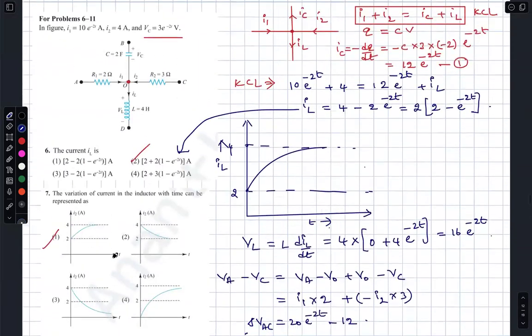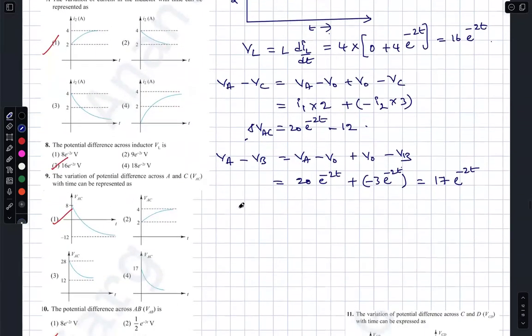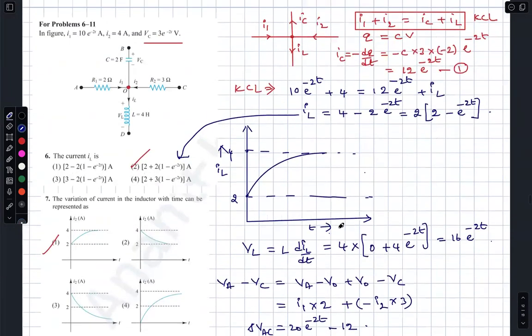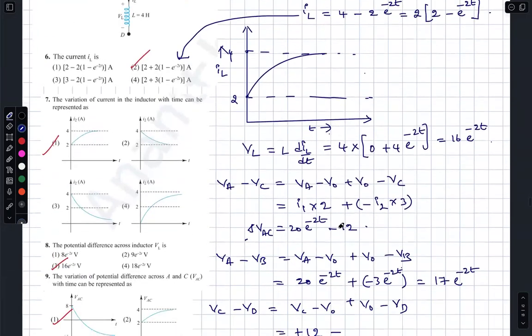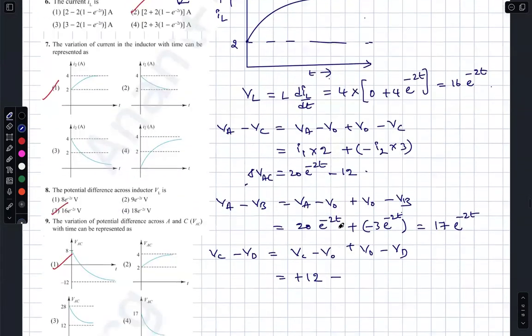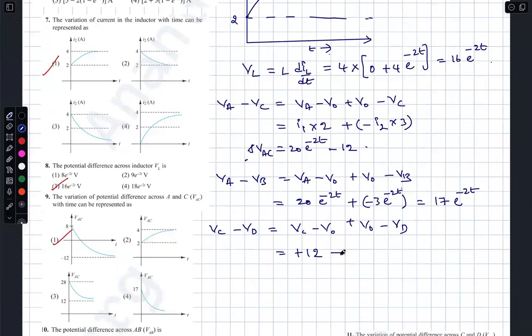What is the drop across CD? My steps are still the same. VC minus VD is VC minus VO plus VO minus VD. VC minus VO we already have, 382 plus 12. VO minus VD is VL, nothing but the drop across this, 16. Already we have done this. 16 into e to the power of minus 2t.